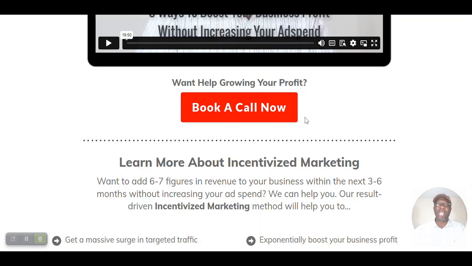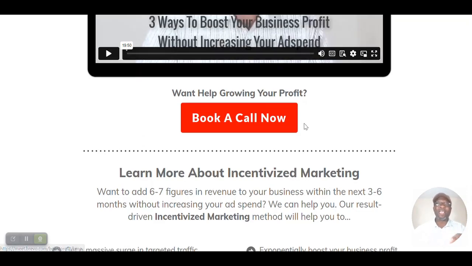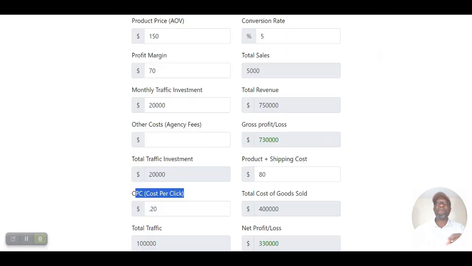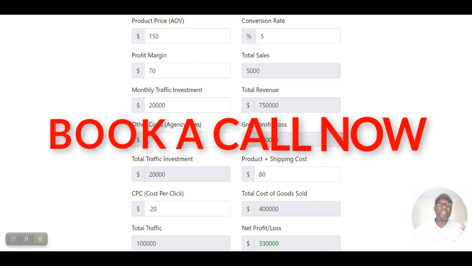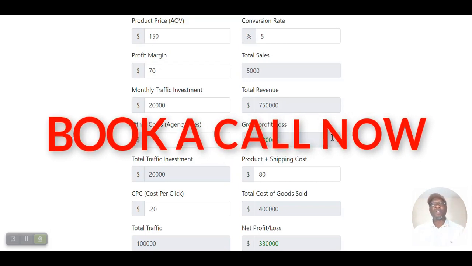Everything I've shown you here, these are real life scenarios that typical e-commerce businesses are facing on a daily basis, but we can go into the business and help them bring about massive sales, massive profit in their business without them increasing their ad spend.